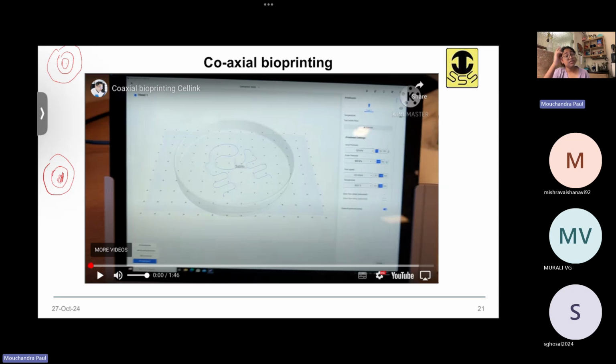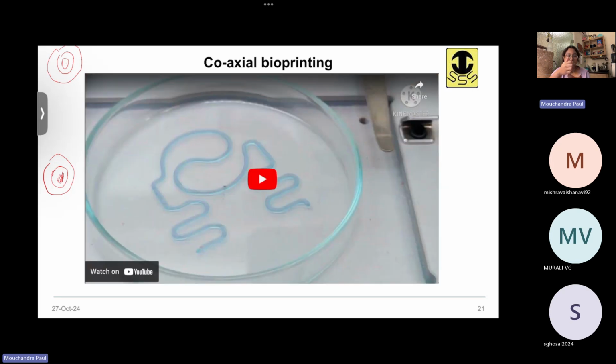But here in this example, there are two needles. One is inside the other, and each of the needles has different outlets. If that person didn't do hollow fibers, but if you want to make hollow fibers, you can just wash off the inner material, okay, and you will get hollow fibers. Or you can flow some cross-linking solution, as I told you, through the core needle, all right, and then also you will get hollow fibers. Okay, understood the concept of coaxial bioprinting? Yes, ma'am.